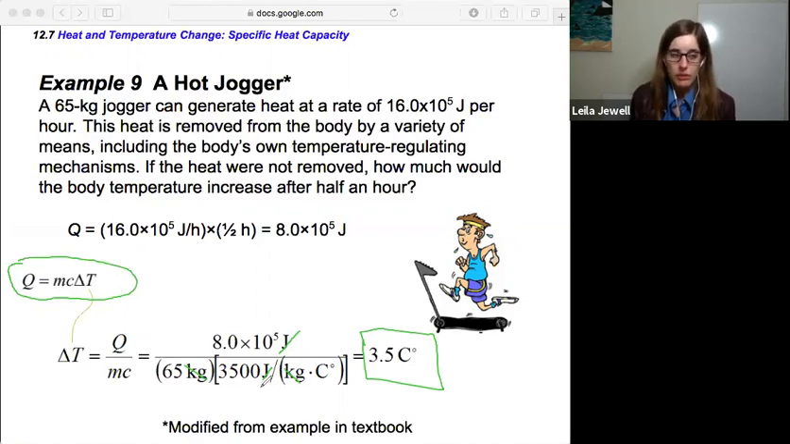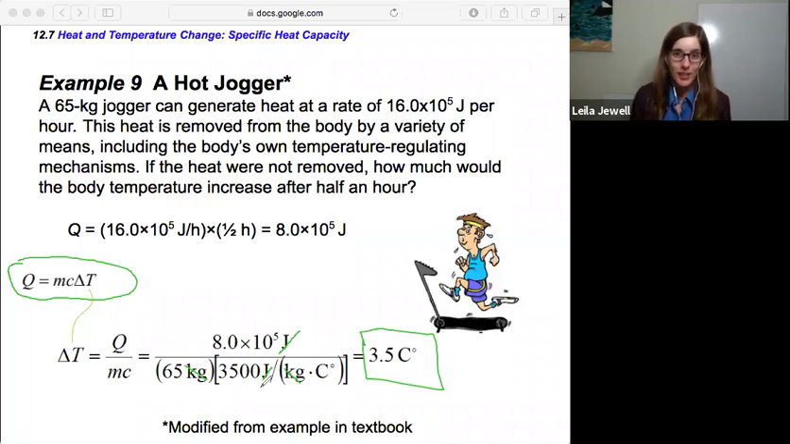So 3.5 Celsius degrees doesn't sound like a ton, but if we convert to Fahrenheit, we notice that that's more than 6 degrees Fahrenheit. 6.3 to be exact. So if you have someone who increases their body temperature by that amount, you're going to be running a fever, right? A 104 fever, no less. That person's going to the hospital.